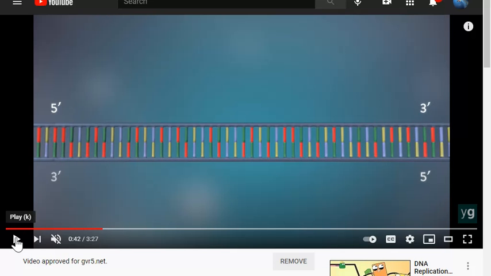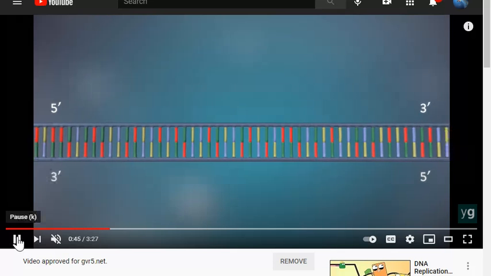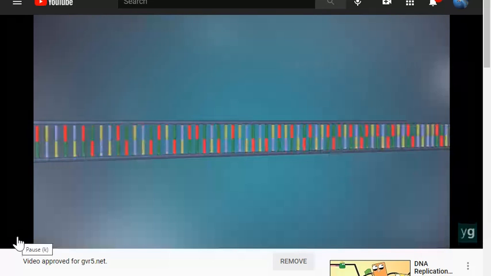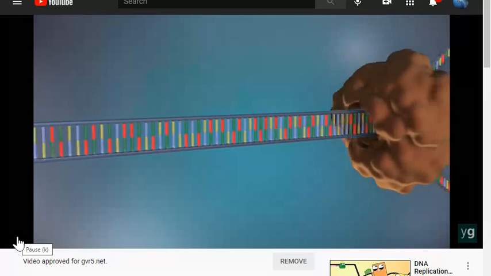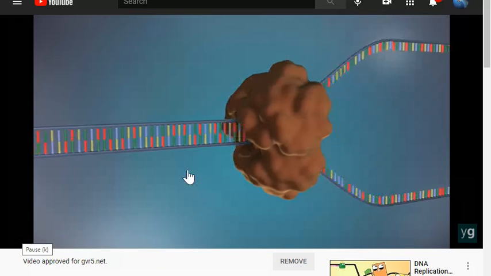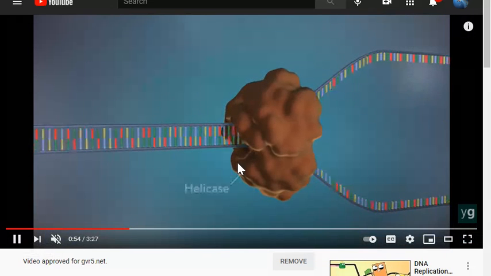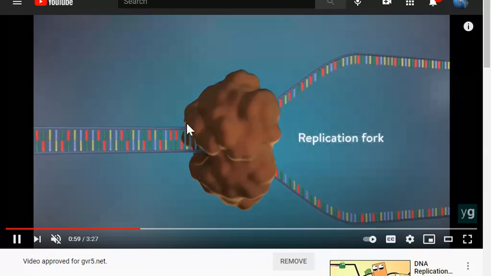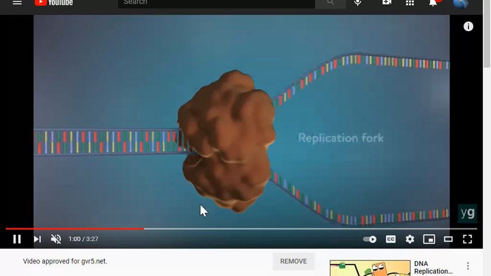All right, it looks like it's playing here. So when we're done, we should have 2 molecules of DNA from this strand, and this is called the parent strand or the template strand. Here comes the unzipper. That is a protein that is undoing the double helix. So it's called helicase. It's a protein, it's an enzyme.